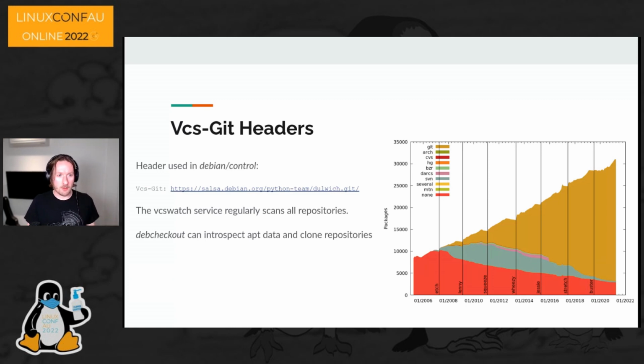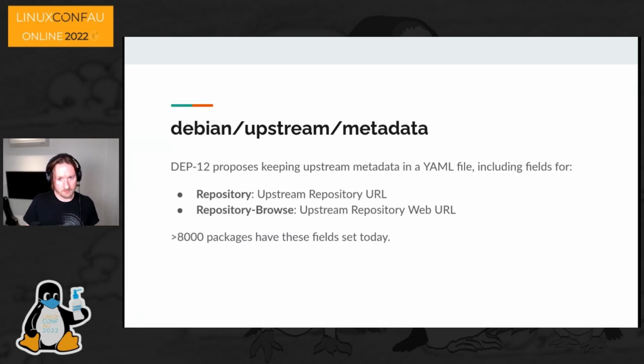These headers have been around for quite some time, but they're awesome, and there are tools around them to automatically, for example, check out the Git repository for a package. And there's a service that will monitor all of the packages that have these headers set, and that will notify you whenever, for example, a repository goes away, or when it breaks, or when it doesn't match what's in the archive. And for most packages, this header is pretty accurate, which is great.